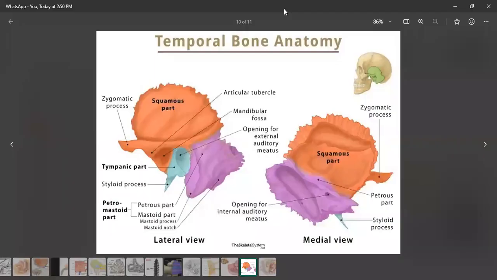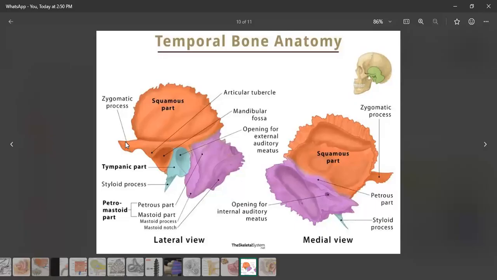Okay, so before we start on the anatomy of the ear itself, because the ear is located in the temporal bone, let's look at the anatomy of the temporal bone. Okay, so the temporal bone has these different parts. So looking at it from a lateral view, you have the squamous part here. So this part forms the temporal fossa and the infratemporal fossa, along with the zygomatic process.